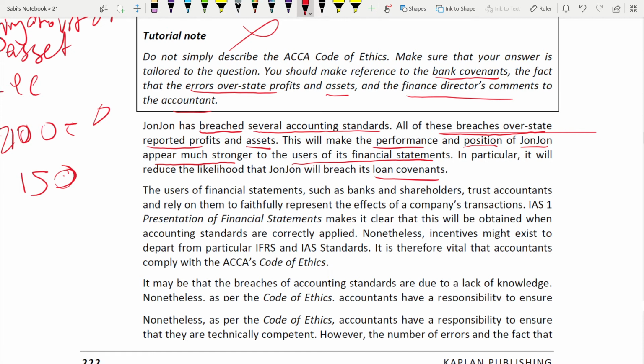Okay. So in particular, it will reduce the likelihood that Jonjon will breach his debt covenant. That's what Jonjon wants. Sorry, it's not Johnson, it's Jonjon. So everything is about them not breaching, but in reality, what's happening? They are breaching. But by overstating profit, they are showing that they are not breaching the debt covenant. They are concealing the true fact.